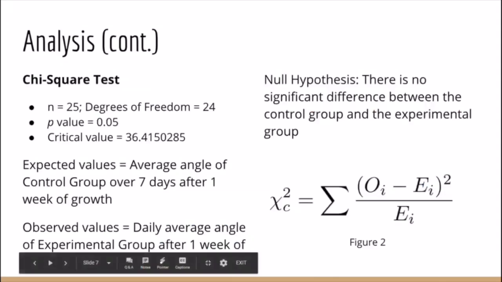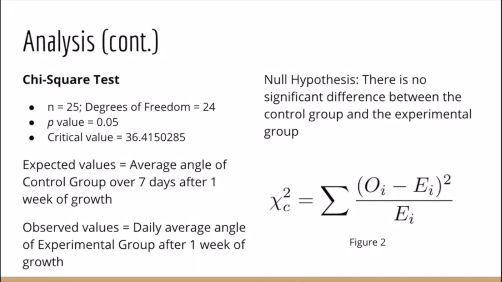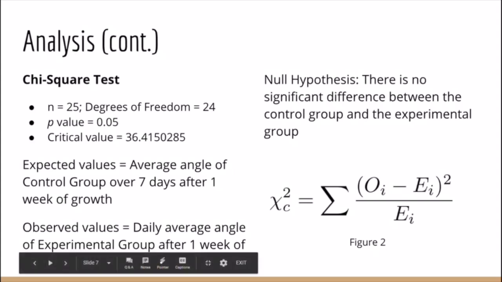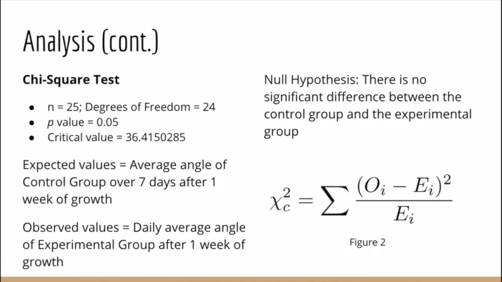The chi-square test for this data was performed. The sample size per group is 25, thereby the degrees of freedom is 24. The probability value is 5% and the critical value is approximately 36.415. For this chi-square test, the expected value is the average angle of the control group over 7 days after its 1 week of growth. The observed value is the average angle of the 25 plants in the experimental group per day. The null hypothesis states that there is no significant difference between the control group and the experimental group.